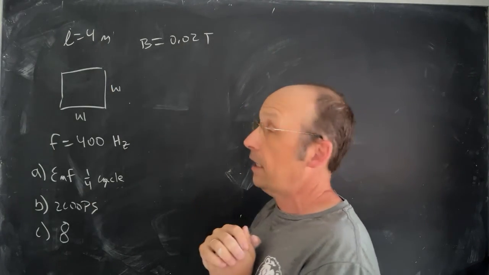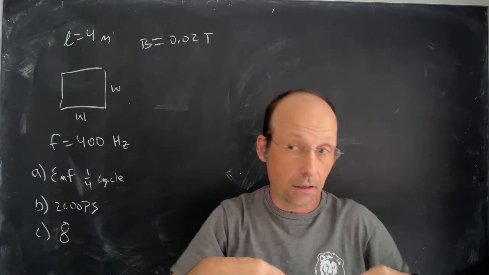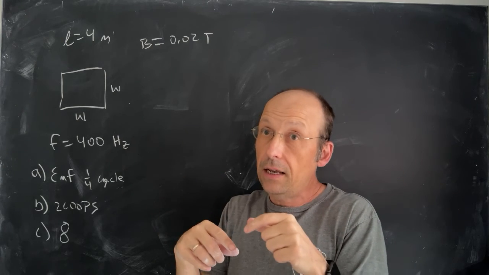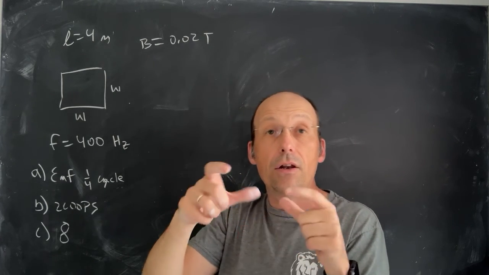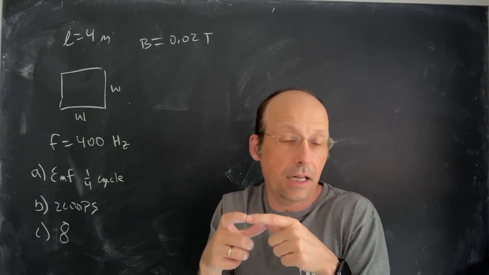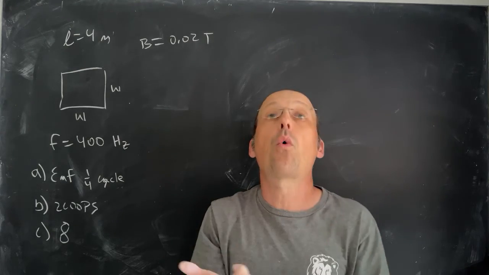And let's say the magnetic field is actually 0.02 Tesla. And the coil is rotated, okay? So if it's rotated, then we're changing the angle between the field and the area, so we will induce an EMF. The first question asks, what's the average EMF over a quarter of a cycle?